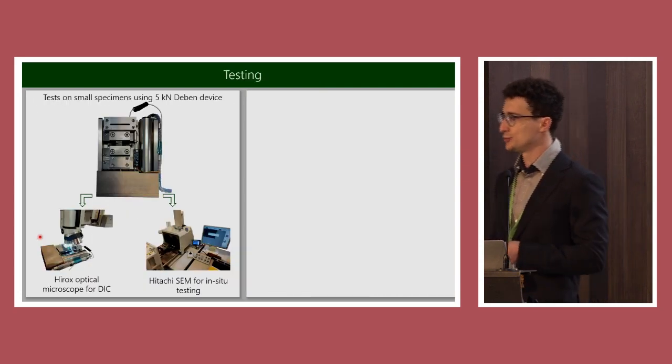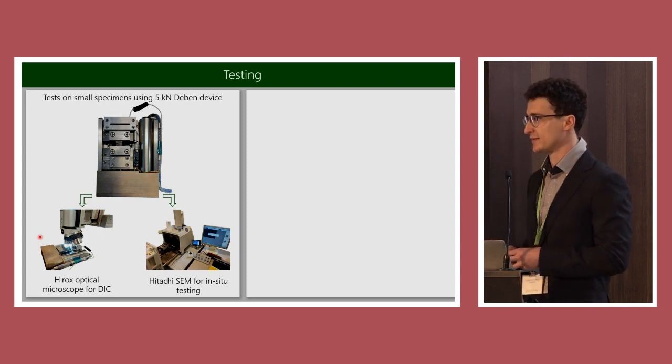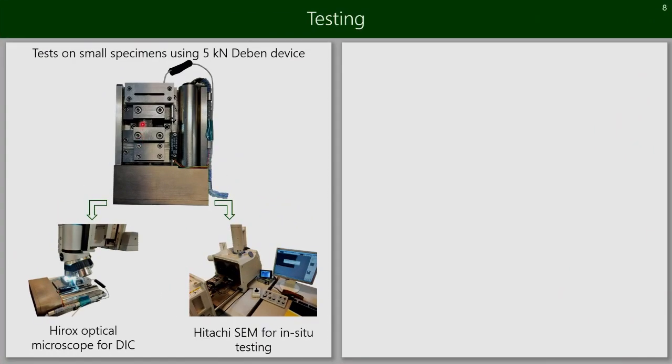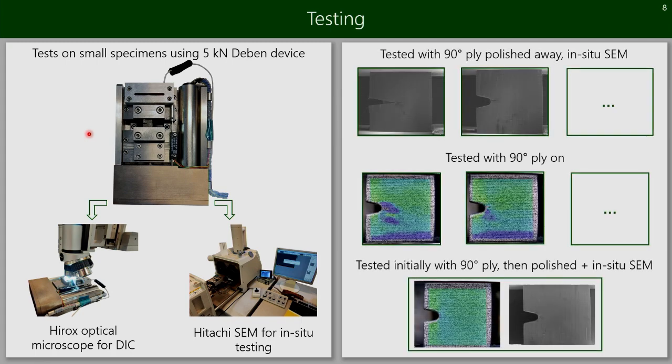So we used a micro-testing device, and our specimens were small scale, 10 by 10 millimeter in plane. We also used optical microscopy and in situ SEM testing in order to perform different kinds of observations during our tests. So we performed tests with the 90 degree ply removed inside the SEM with different notch geometries.